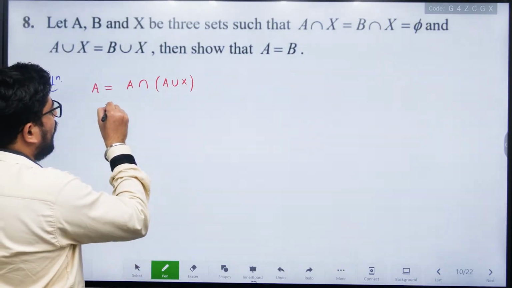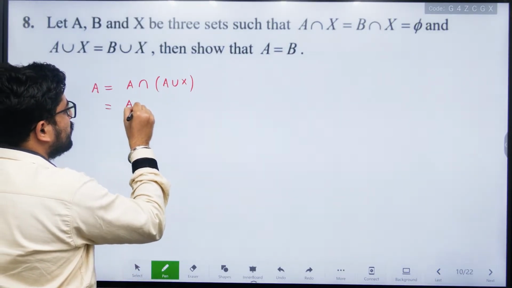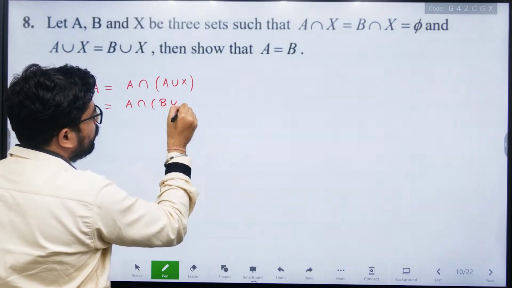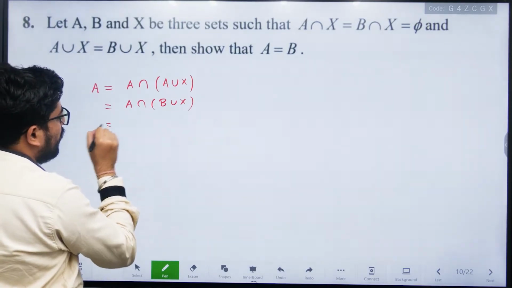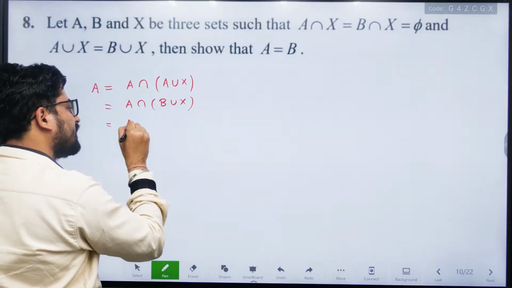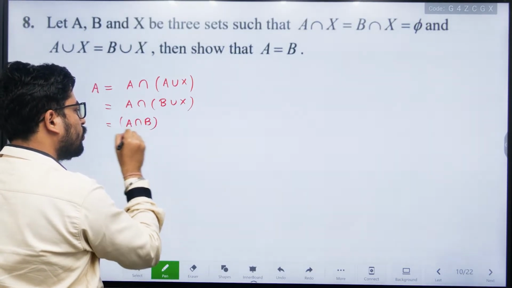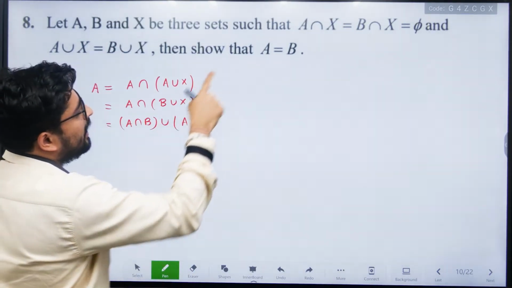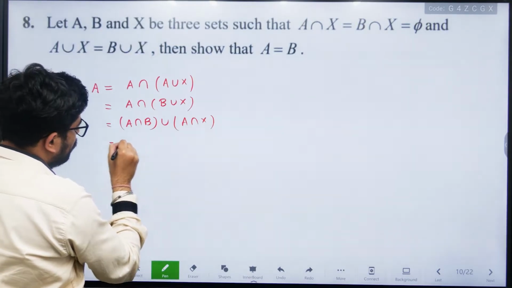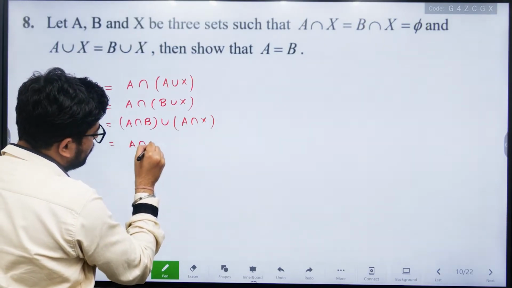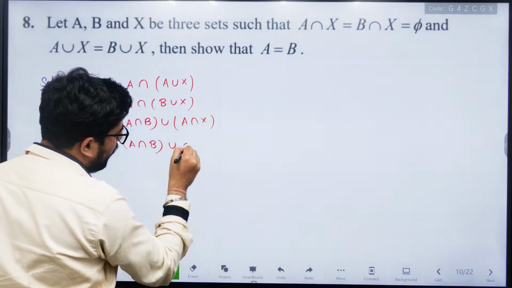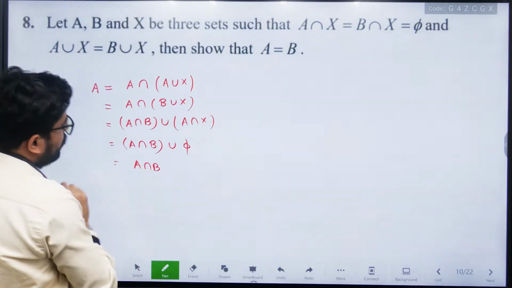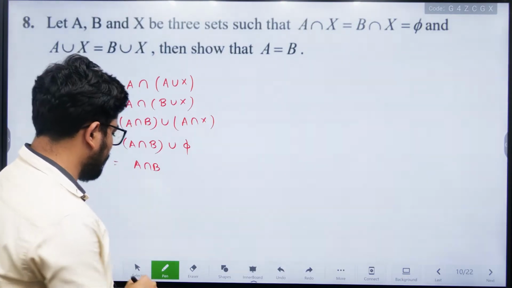Okay, so now A intersection A union X is what? B union X. Now you know the distributive law, that is A intersection B union A intersection X, and A intersection X is what? Empty. So you can say this is A intersection B union empty. So this is equal to A intersection B. So A set is equal to A intersection B.